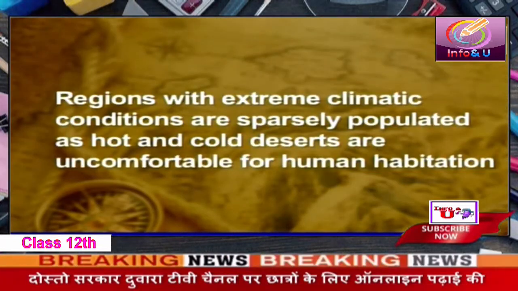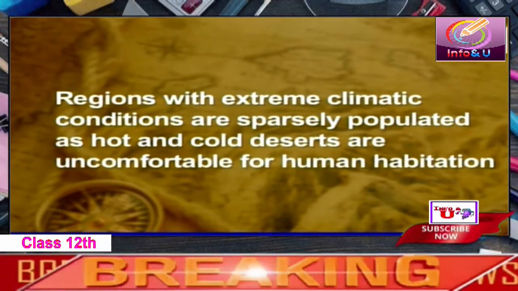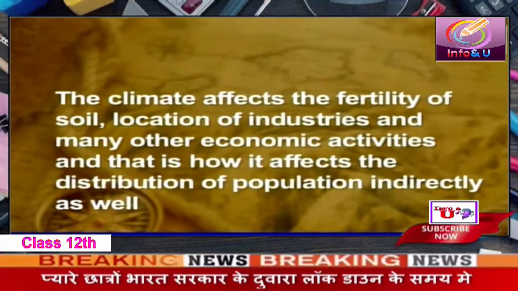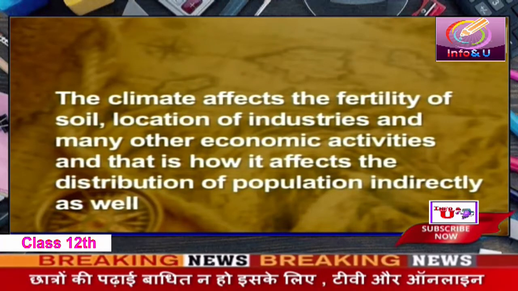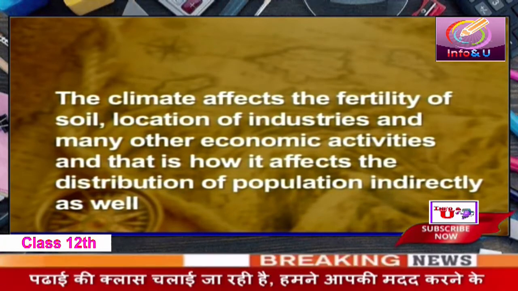Regions with extreme climatic conditions are sparsely populated, as hot and cold deserts are uncomfortable for human habitation. For example, the regions of northern Norway, Sweden, northern Canada, and northern expanse of Siberia. With less seasonal variations, more population is attracted. Mediterranean regions are densely populated. The climate affects the fertility of soil, location of industries, and many other economic activities. That is how it affects the distribution of population indirectly as well.